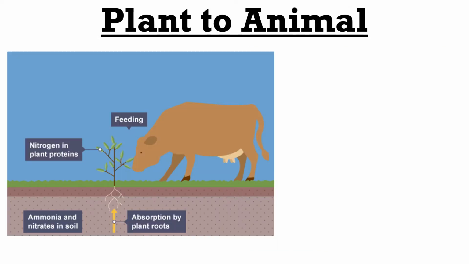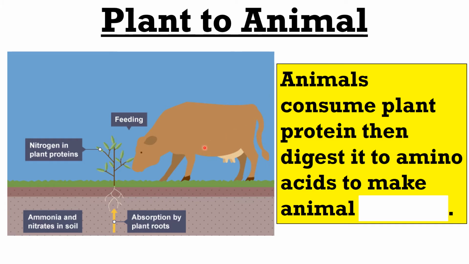Then what happens is you have the nitrates turned into amino acids, which is then turned into protein, which is the plant itself, I suppose, is going to contain protein. Then the animals come along, they eat the plant, consume the plant protein. They then digest it to amino acids. So the digestive system, remember from Unit 2, the amino acids are going to be absorbed into the capillaries. So protein is digested to amino acids, and then it's used to make animal protein.